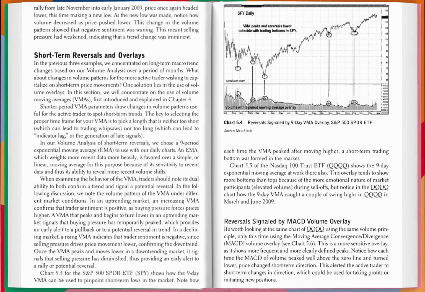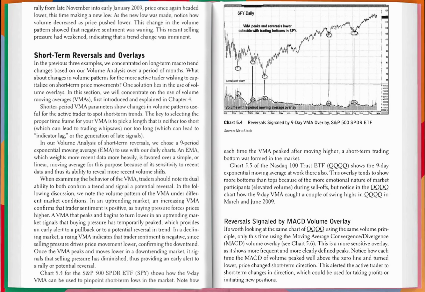An EMA, which weights more recent data more heavily, is favored over a simple or linear moving average for this purpose because of its sensitivity to recent data, and thus its ability to reveal more recent volume shifts. When examining the behavior of the VMA, traders should note its dual ability to both confirm a trend and signal a potential reversal. In the following discussion, we note the volume pattern of the VMA under different market conditions.